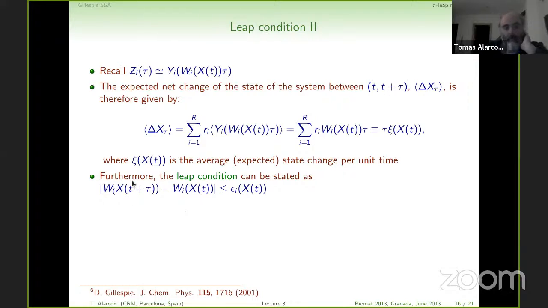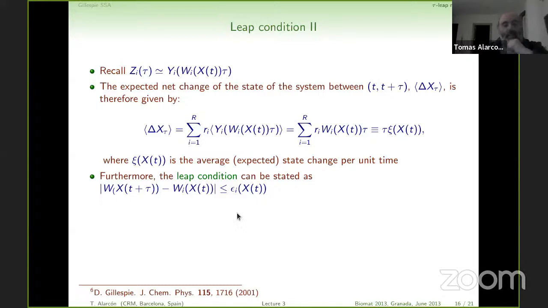Now, the leap condition can be stated in this way. Okay, so we want, sorry, this parenthesis here should be an i, and there should be a parenthesis here.